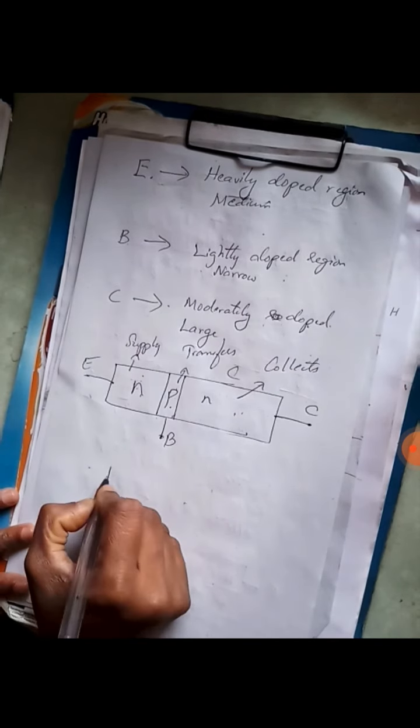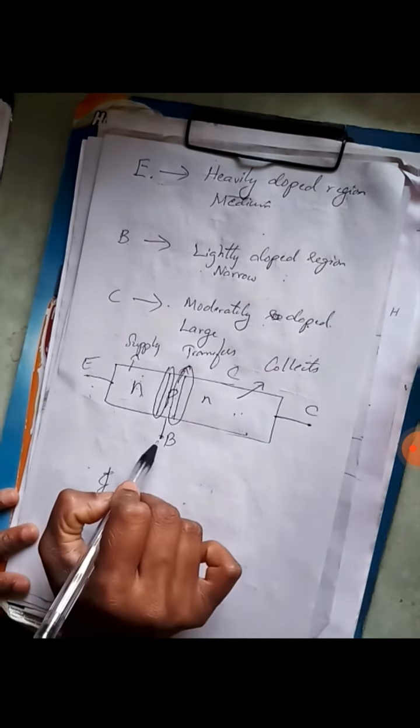In an NPN, between the N and P I have one junction, and between this P and N I have another junction. The junction present between the emitter and base terminal is called the emitter base junction, and the junction present between the collector and base is called the collector base junction. Okay? This has to be remembered well. So the junction between emitter and base is called the emitter base junction, and the junction between collector and base terminals is called the collector base junction.